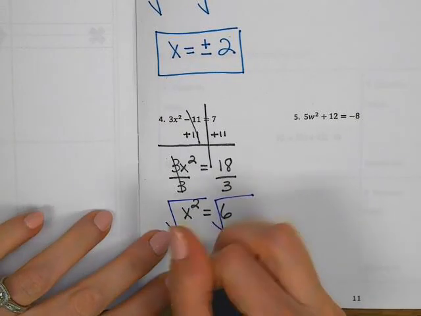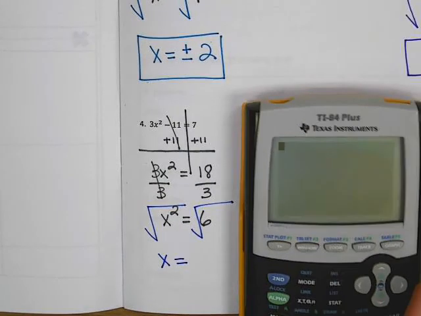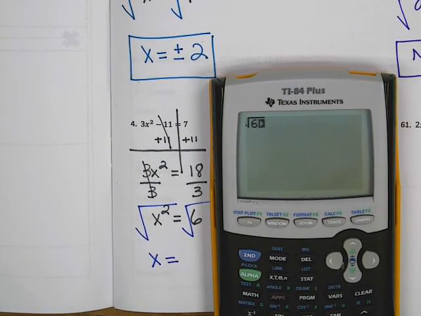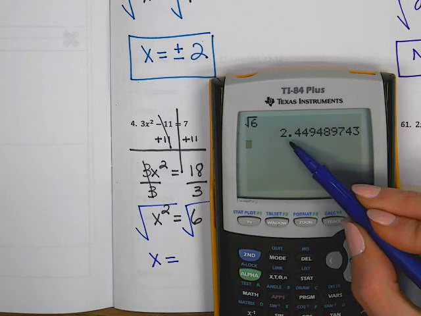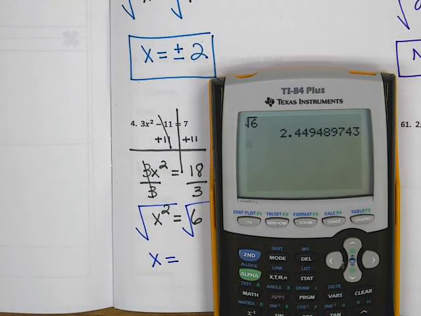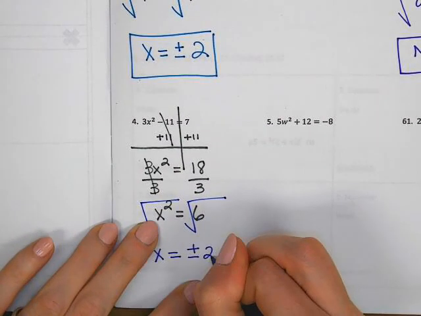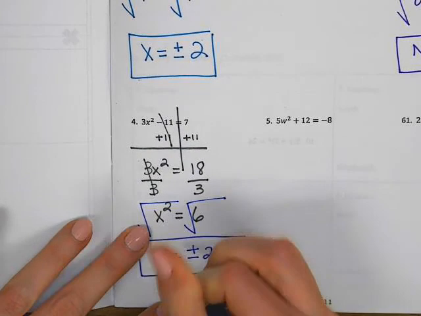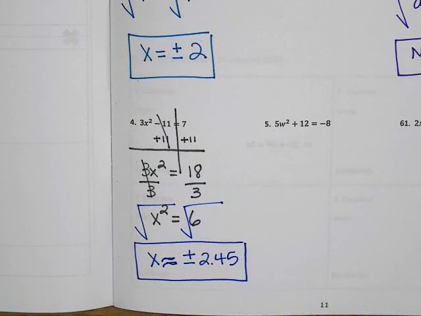All right, so these cancel. X equals. The square root of 6 is not a perfect square, so we'll just evaluate it in the calculator. So what is the square root of 6? And let's just round to the nearest hundredth, so 2.45. But don't forget plus or minus. Remember, it's always plus or minus 2.45. And since we rounded, we can do that, about 2.45.